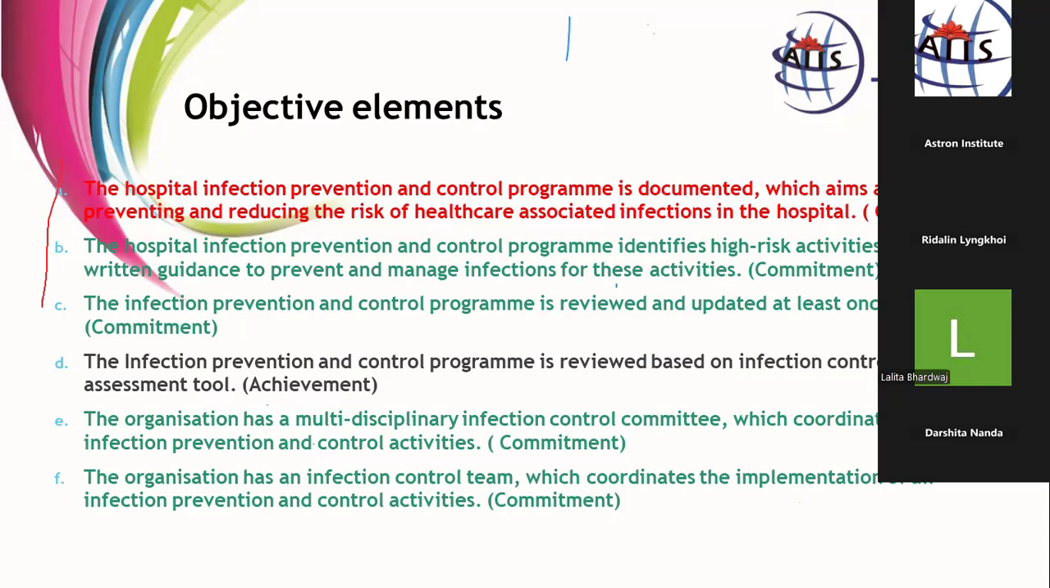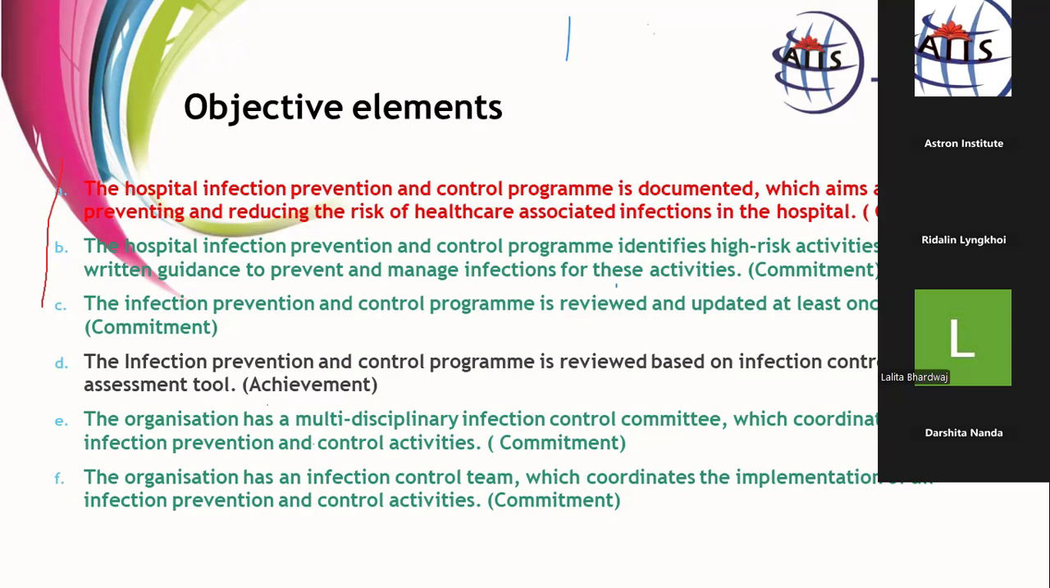Third point is C. The infection prevention and control program is reviewed and updated at least once in a year. This is the commitment. You need to commit that you are improving your program day by day. So if you are doing any type of change in your manual in 1 year, then you have to discuss these changes in your meeting, in your HIC committee meetings, and you need to implement these changes in your manual annually, once in a year.